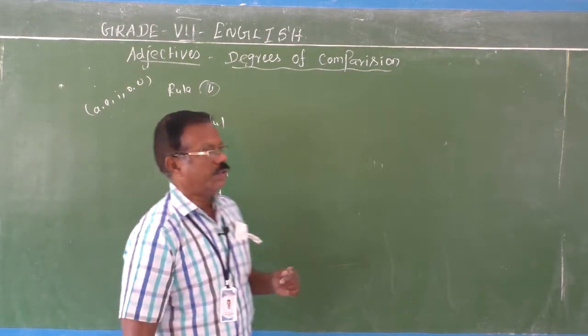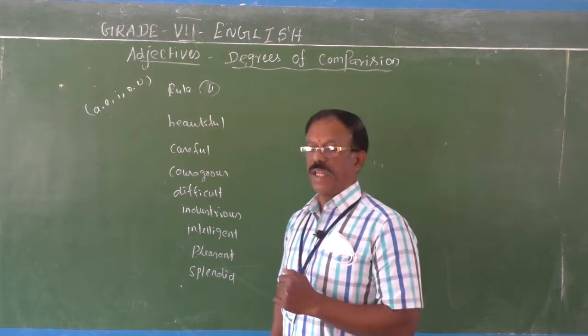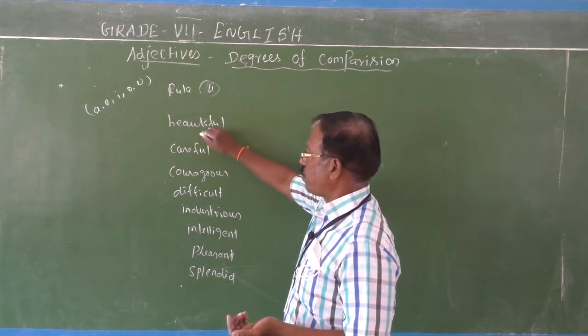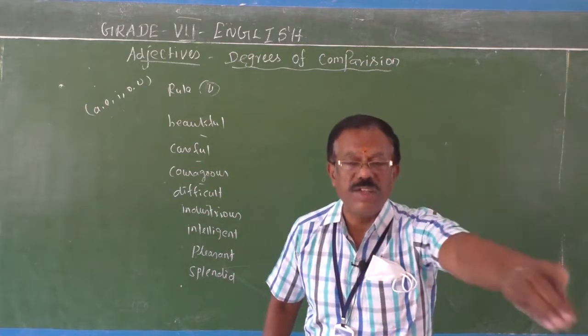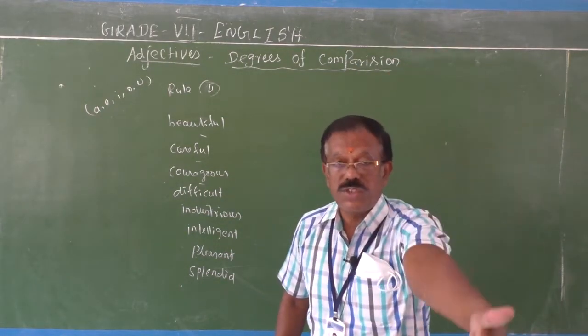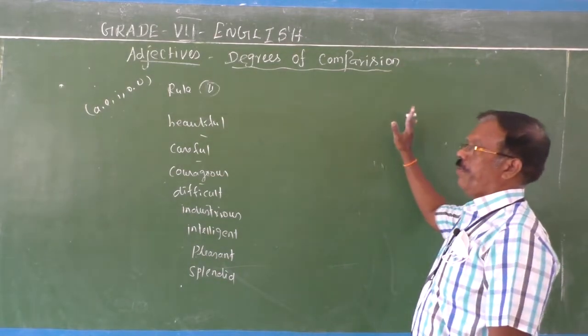See, here I have given you a list of adjectives. All these adjectives have more than one syllable, okay. When adjectives have such types of syllables, they get their comparative form by taking "more" with the adjective and "most" for the superlative form. Beautiful, more beautiful, most beautiful.